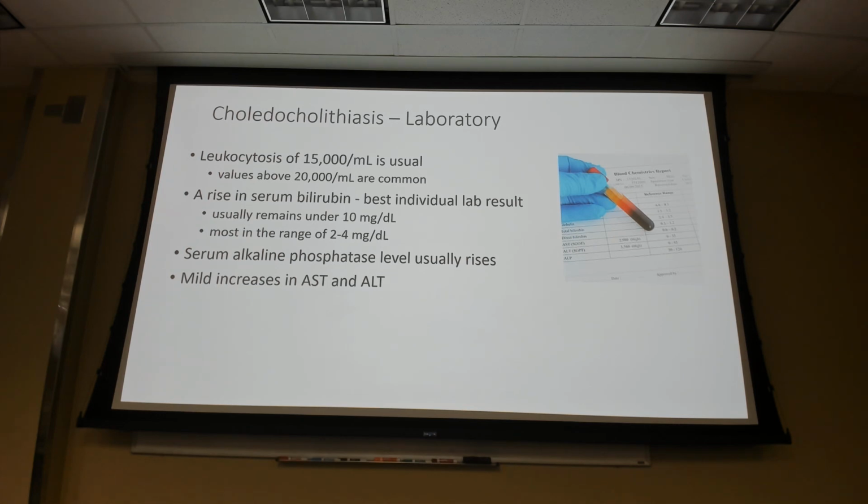And then our serum alk phos levels typically rise as well. You may have mild AST and ALT elevation, but typically your alk phos is associated with this.